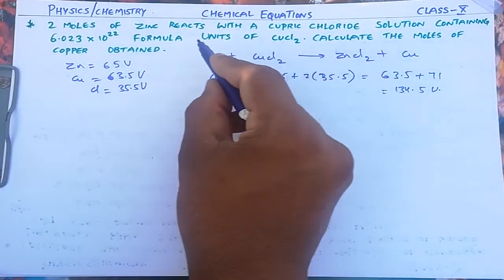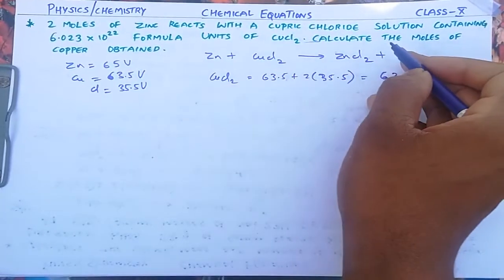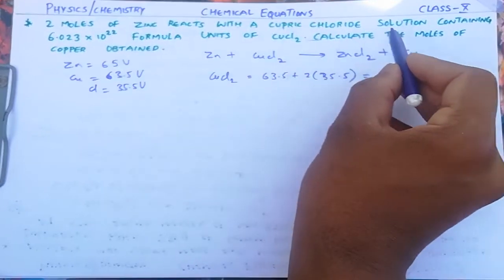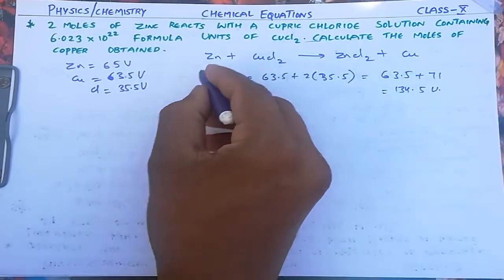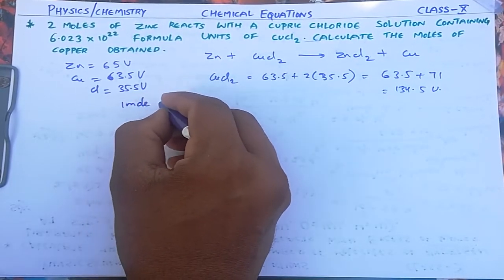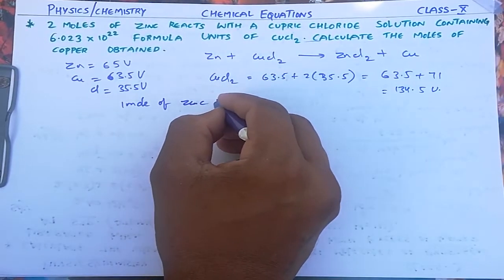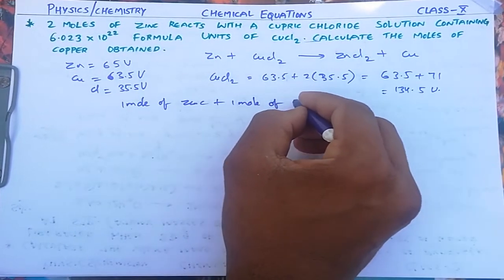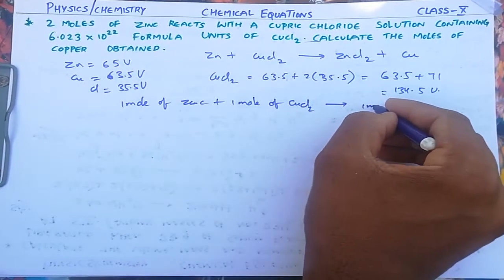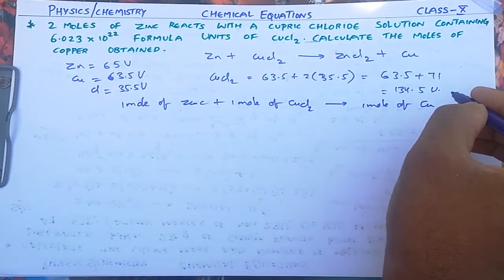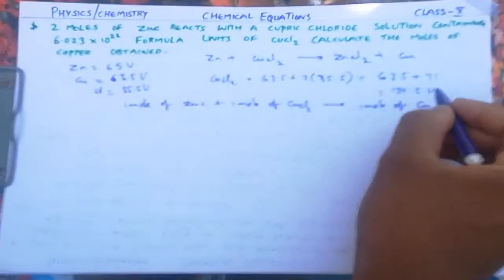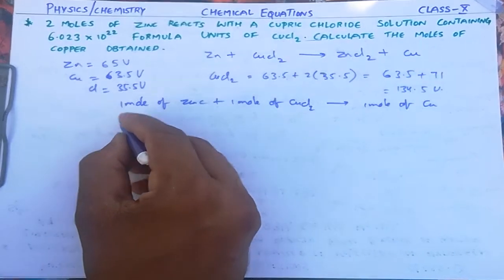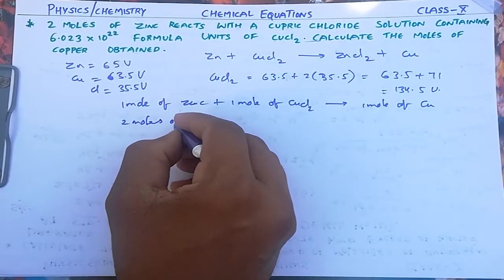So zinc and copper. We'll take zinc, that is 1 mole of zinc plus 1 mole of cupric chloride gives rise to 1 mole of copper. Directly we are going with copper, not with the zinc chloride. Okay, so it's asking for 2 moles. If the 1 mole value of cupric chloride is 134.5, so we will find out 2 moles of zinc when it is reacting.